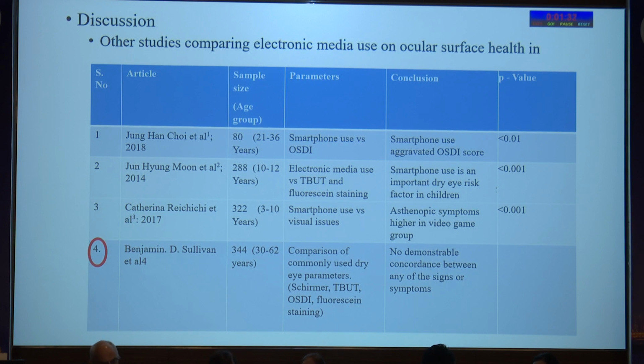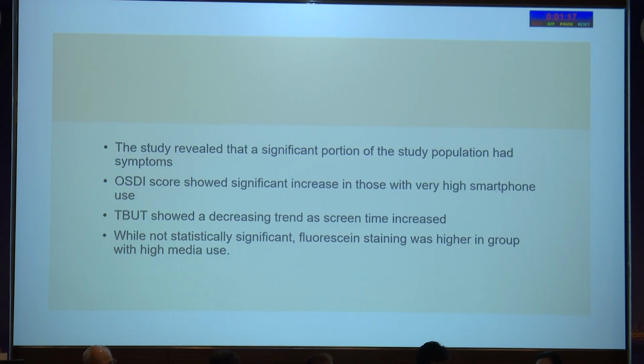The only study that contradicts our study was by Benjamin et al. However, he did the study in adults, and he compared commonly used dry eye parameters like Schirmer's, T-BUT, OSDI, and fluorescent staining, and he did not demonstrate any concordance between any of the signs or symptoms. Our study revealed that a significant portion of the study population had symptoms. The OSDI score showed a significant increase in those with very high smartphone use. TBUT showed a decreasing trend as the screen time increased. While not statistically significant, the fluorescent staining was also higher in the group with high media use.